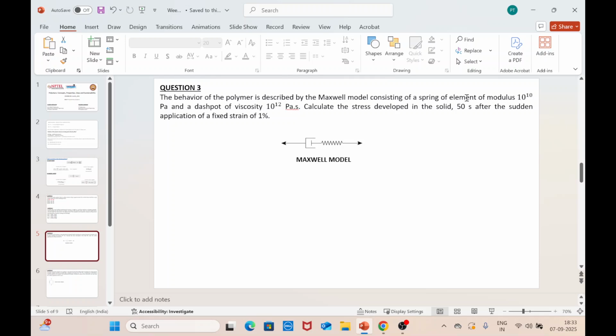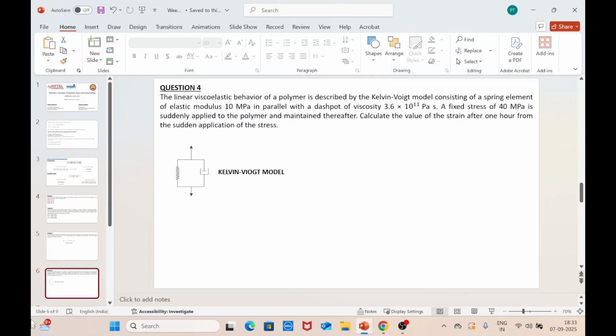So this Maxwell model can also be represented as a spring and a dashpot. So this is the spring and this is the dashpot. If they are connected to each other in series, then it typically represents the Maxwell model. However, if they are connected in parallel, like how you can see here, the spring and the dashpot connected in parallel to each other, then this is usually represented as the Kelvin-Voigt model.